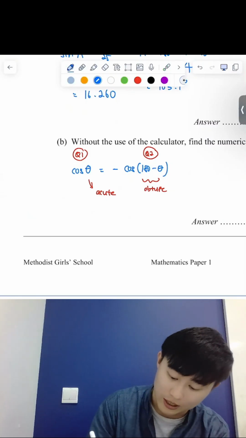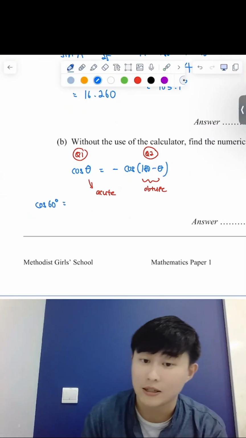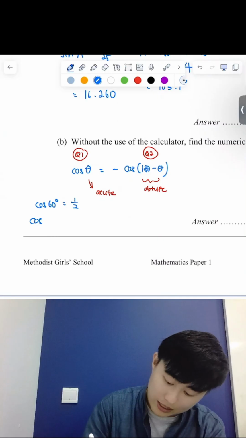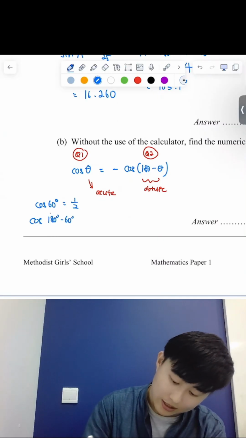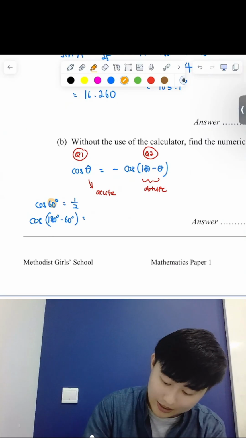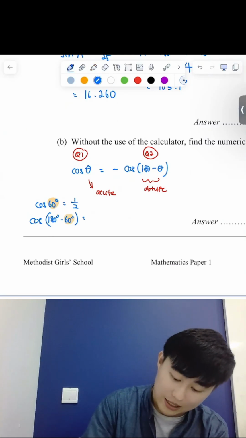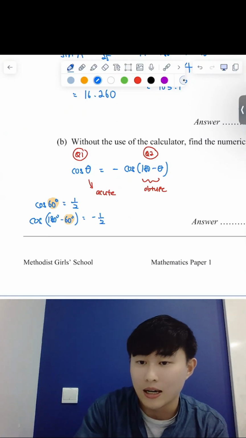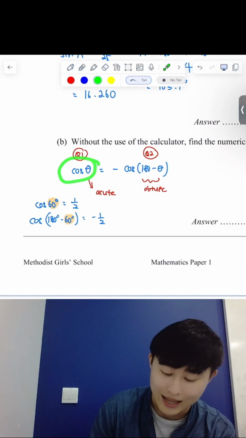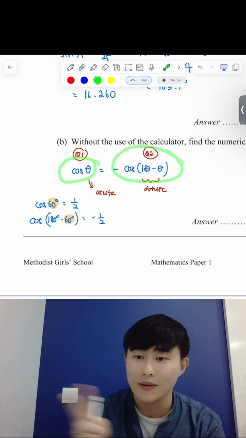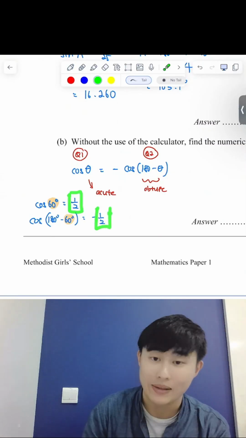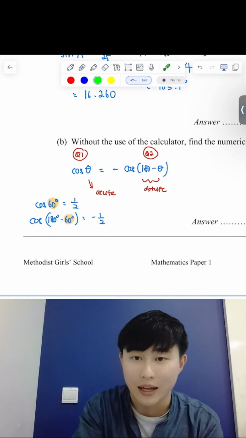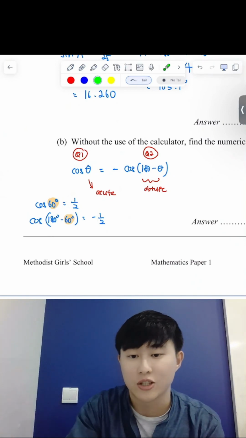So for example, if you try to key in cosine 60 degrees, you will end up with half. But if you try to key in cosine of 180 minus 60 degrees, you realize the answer here is minus half. So what this tells you is this. For the cosine value in the first quadrant and in the second quadrant, they have the same number, but the sign is different. One is positive and one is negative. And of course, if you take A Maths, then this will be a lot easier for you to understand because it's basically just your ASTC.